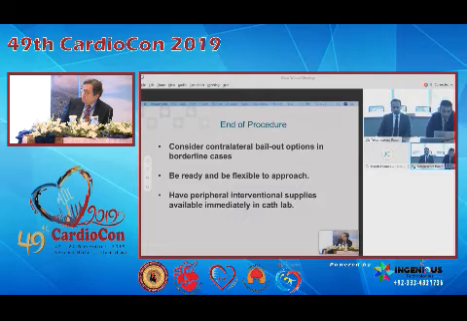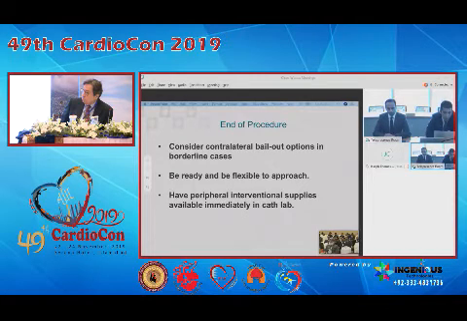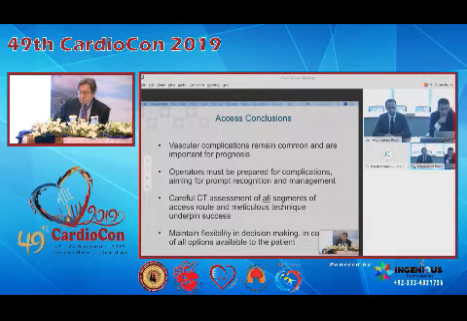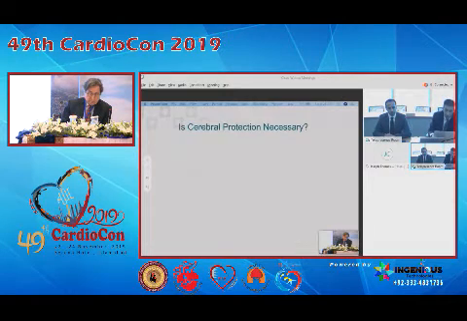So at the end of the procedure, an important consideration is to consider contralateral bailout options in borderline cases. Be ready and be flexible in your approach. Prepare all options and have all your peripheral interventional supplies available immediately in the cath lab to address complications quickly. So in conclusion, on access complications, vascular complications remain common and important for prognosis. Operators must be prepared for complications, aiming for prompt recognition and treatment. Careful CT assessment underpins procedural success, and you have to maintain flexibility in decision-making in the context of all options.